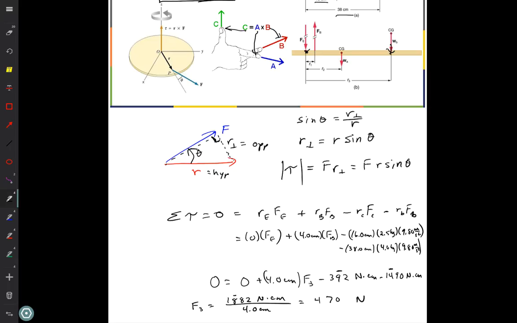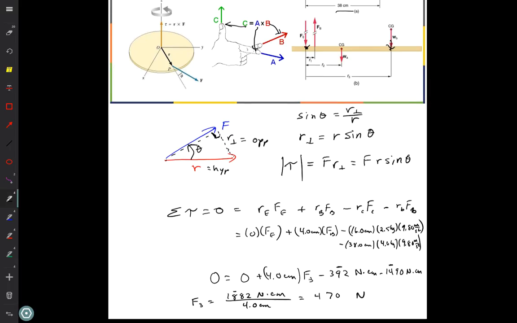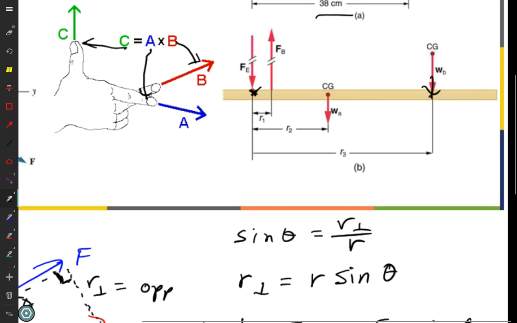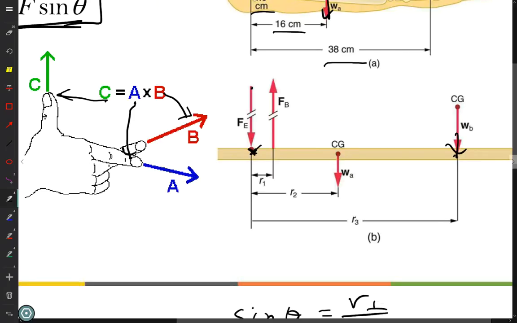Let me ask you one more question then. After I've done this and I found force 3, the force of the bicep, if I wanted to find the force of the elbow joint, how do I find that? So now I want to find this. How do I find it now that I found the force of the bicep muscle?